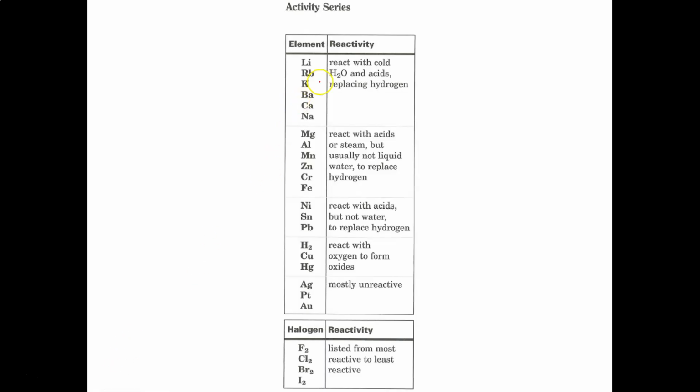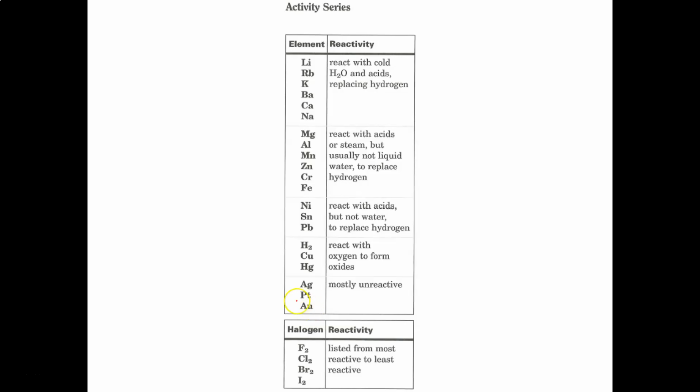So according to this, lithium is at the very top. Now, this is not every metal on the periodic table. This is just a lot of the common ones. Lithium is at the very top of this list, which tells us that lithium is always wanting to go and replace another metal that's already in a compound. So in other words, if lithium is by itself, it doesn't want to be by itself. It would rather be with something else in a compound.